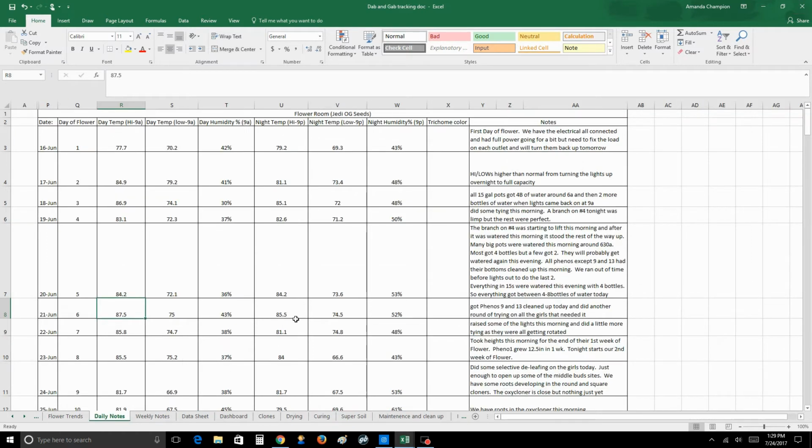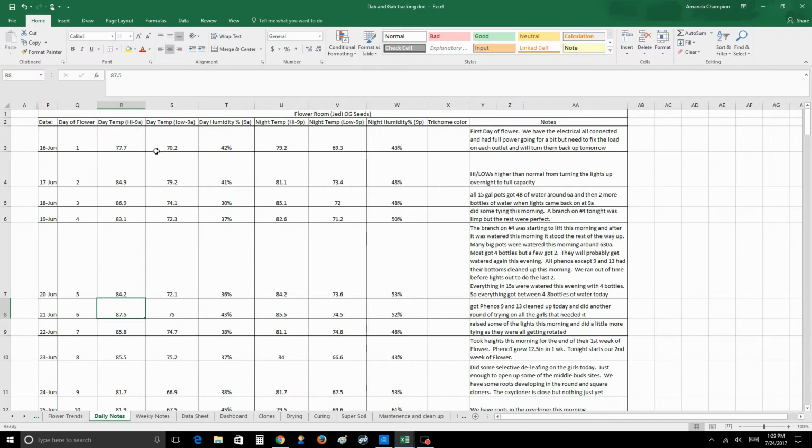So once you have everything set up, it's going to look something like this. Now for us in the daily tab, I don't actually break the notes down by the pheno. I'll generally do it based on what's going on in the veg or flower rooms, and it's kind of an overall note for those particular rooms. So for me, this is kind of what it looks like.